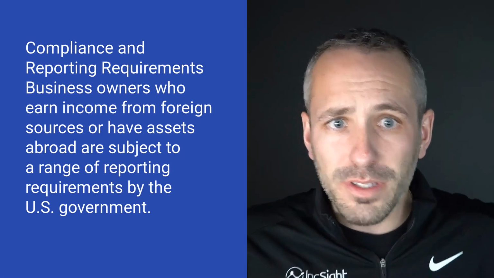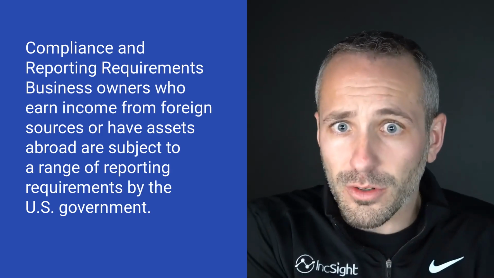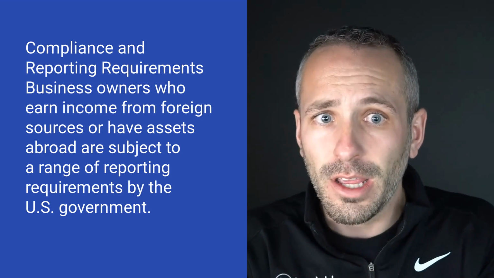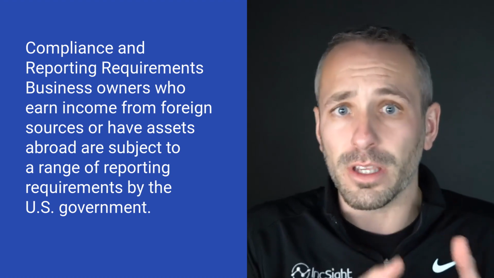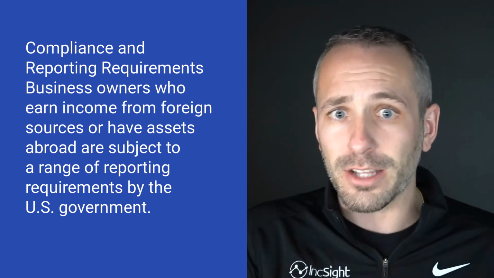The next thing we want to talk about is compliance and reporting requirements. And this is something that's really important, especially right now. So business owners who have earned income from foreign sources or have assets abroad are subject to various reporting requirements. And these are just put into place to ensure transparency and compliance with tax laws. The government just wants to make sure that if you have stuff going on abroad, they're able to know about it. Because oftentimes when you have this foreign type activity, it's not as readily available as if you have that U.S. income.